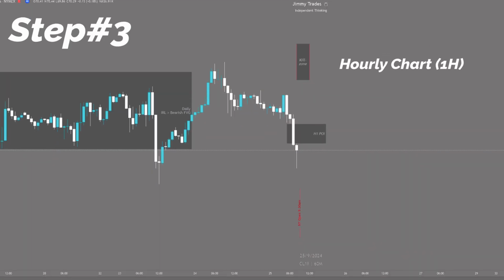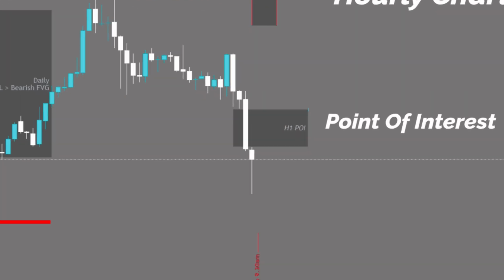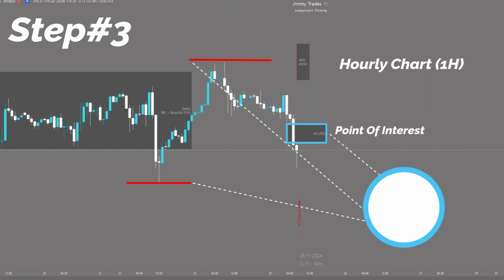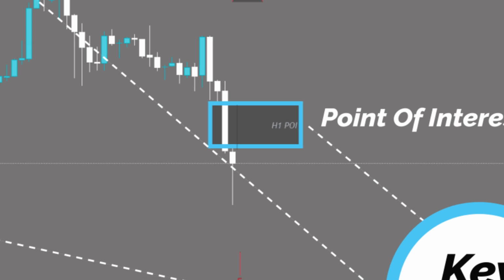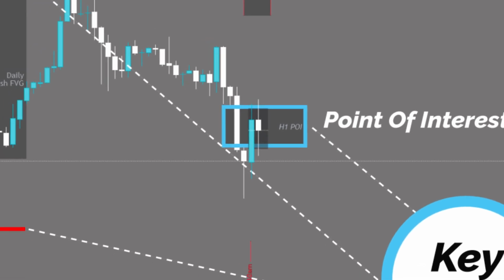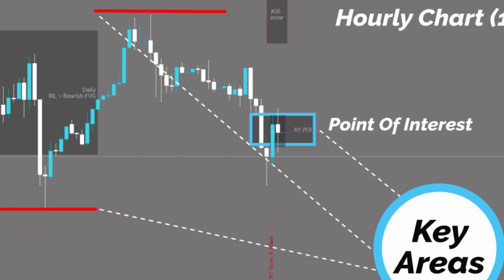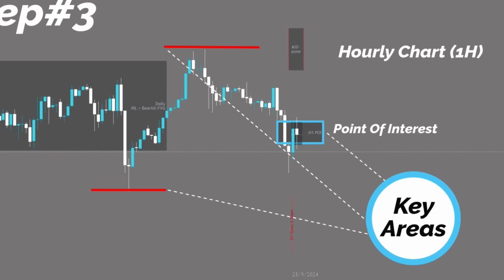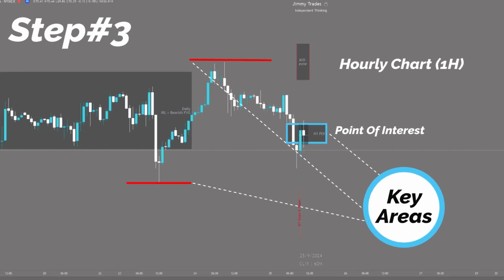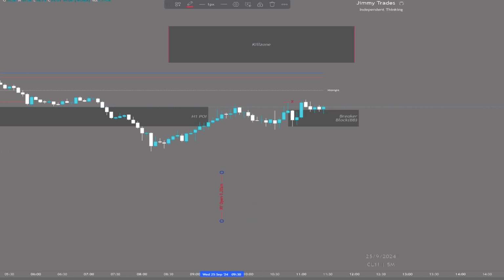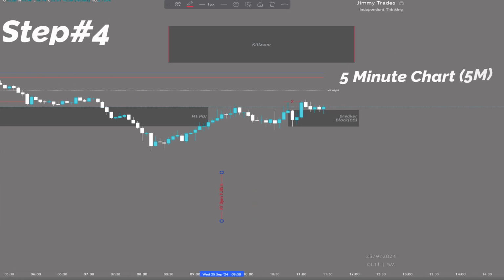Moving to the hourly chart, I'm looking for points of interest, like swing highs or lows or fair value gaps. These are key areas where we might expect price to react. The goal is to wait for price to sweep one of these points of interest. This sweep is critical because it tells us the market has grabbed liquidity and we're getting closer to a potential entry. Once the sweep of the high time frame point of interest happens, we drop down to our entry time frame. For me, that's the 5-minute chart.